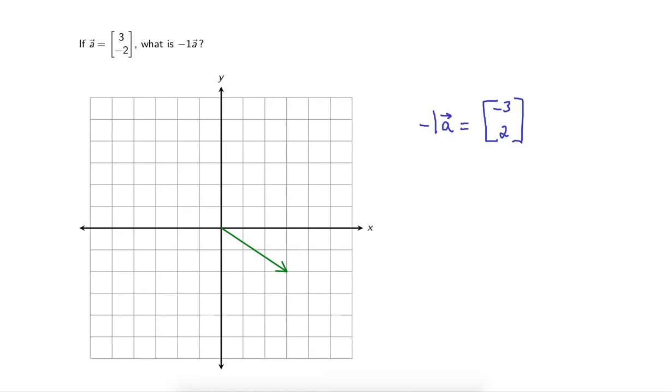So let's go ahead and graph that. Starting at the origin, we go 3 to the left, and then 2 up. That's not going exactly where I need it to go, but here we have negative vector A. Here's -1 times vector A, and again here is vector A. Notice that multiplying our vector by a scalar of -1 has it point in the opposite direction. In other words, it rotates 180 degrees.